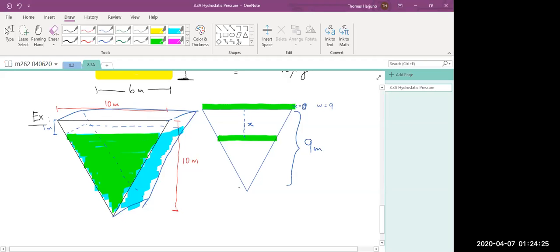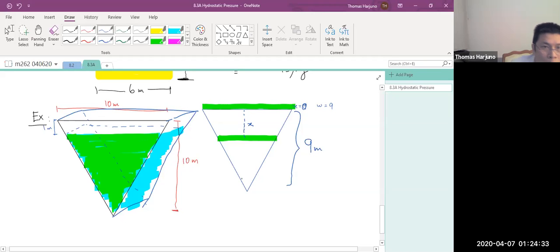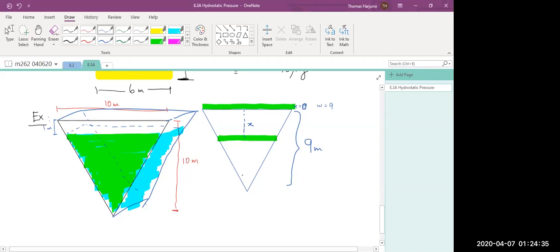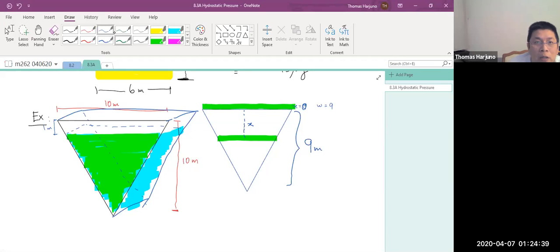Why wouldn't it? I thought it would be 10 meters, because it's the top of the triangle. But I don't fill the water all the way up. Oh yeah, okay. I leave 1 meter at the top.